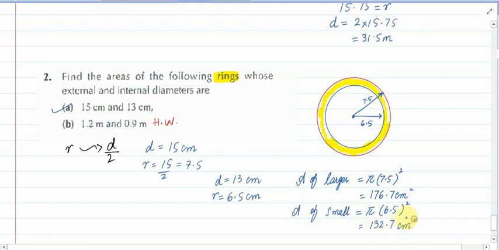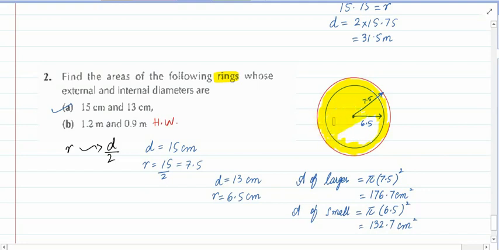Now look at the diagram. When you find the larger circle, that means you have found this whole shape, right? And when you find the smaller circle, just the inner part. If I need to shade it, let's suppose that this whole thing is the area of the larger circle.